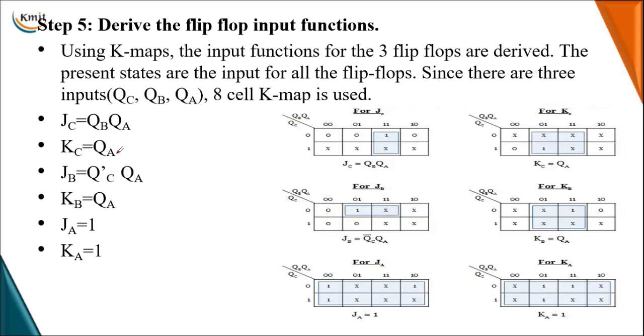JC is QB into QA, KC is equal to QA, JB is equal to QC bar into QA, KB is equal to QA, and JA equal to 1, KA equal to 1. So these all give you the present states of your flip-flops that are connected to the particular excitation inputs on each flip-flop.